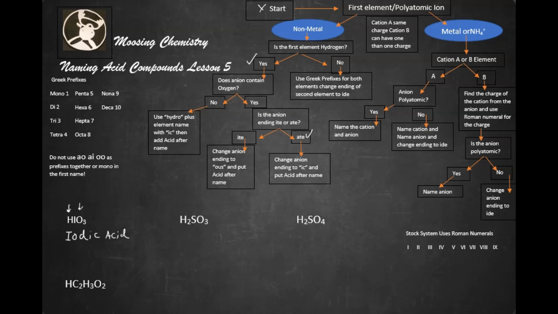Alright, so now we're looking at the second one here, guys. And so we have H2SO3. Okay, so we start here again. Is the first element nonmetal? It absolutely is. Is the first element hydrogen? It absolutely is. Does the anion contain oxygen? Yes, it does. Is the anion ending in ITE or ATE? SO3 is an ITE, so it's going to be that. So this is going to be called sulfurous acid.